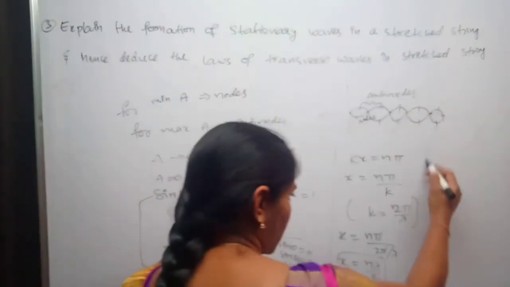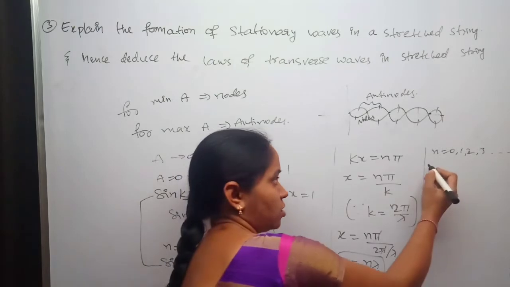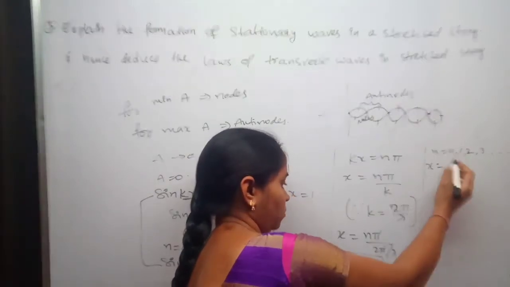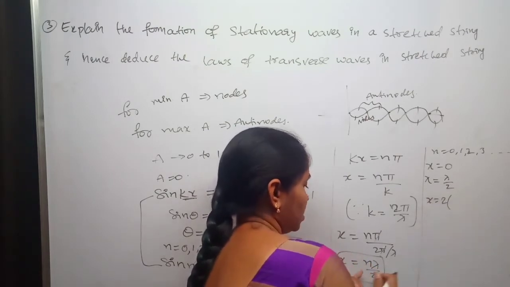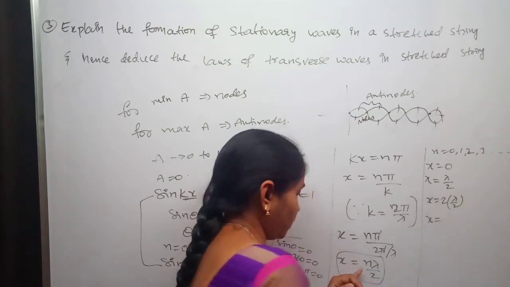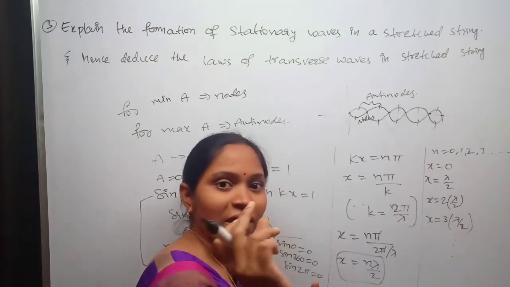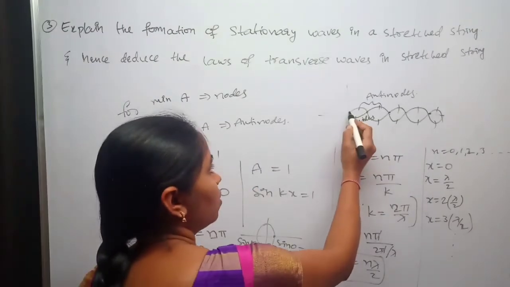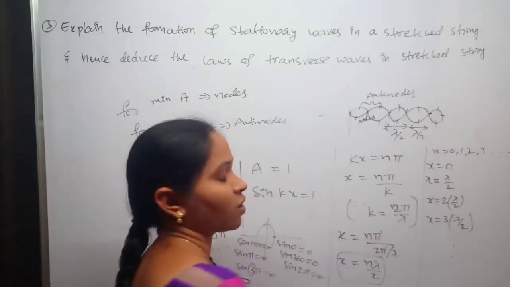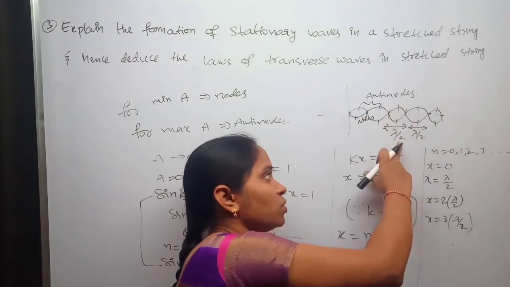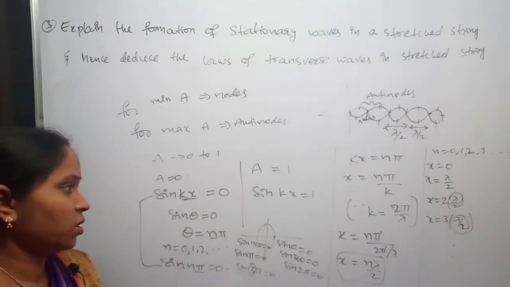Copy this. And the n value is 0, 1, 2, 3, and so on. If you substitute the n values in this equation, for n equals 0, x is 0, for n equals 1, x is lambda by 2, for n equals 2, x is 2 into lambda by 2, and for n equals 3, x is 3 into lambda by 2, and so on. If you observe carefully, the distance between any two successive nodes will be always lambda by 2. Copy this.